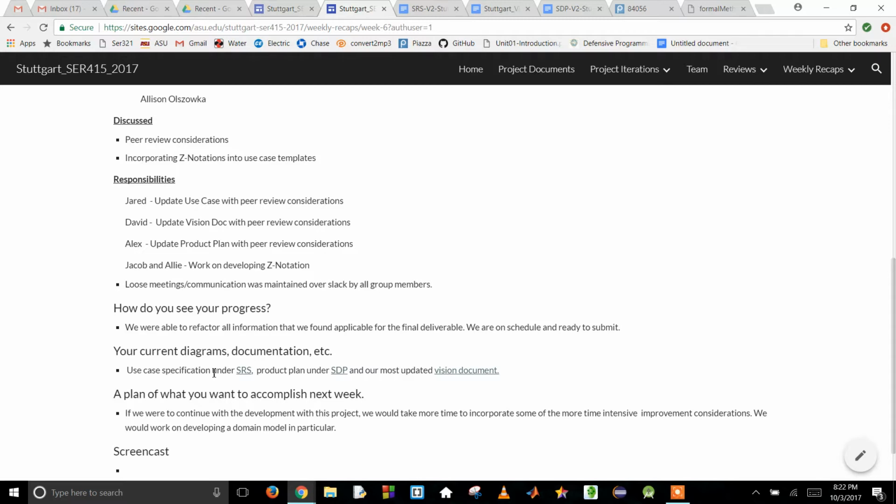Our current diagrams and documents are as they were last week in the same locations.